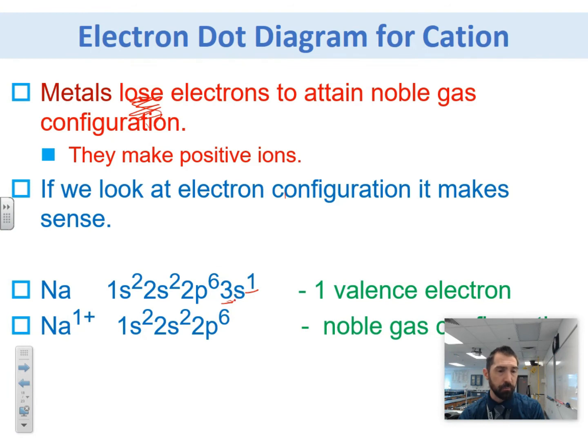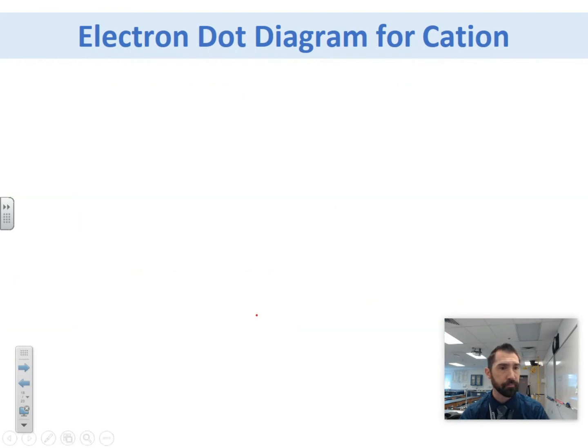Notice that when we lose an electron from this outermost energy level, it's no longer occupied. We don't count it as the outermost energy level anymore because there's no electrons there. So now what's the outermost energy level? The second. And notice 2 plus 6, there's your octet. So by losing the 1 electron out of its outermost energy level, we no longer worry about 3 being the outer energy level. It's now 2, and that 2 is full. It's a noble gas configuration. It does have a positive 1 charge, but it has gained noble gas configuration by losing an electron. So what does that look like in the diagram?